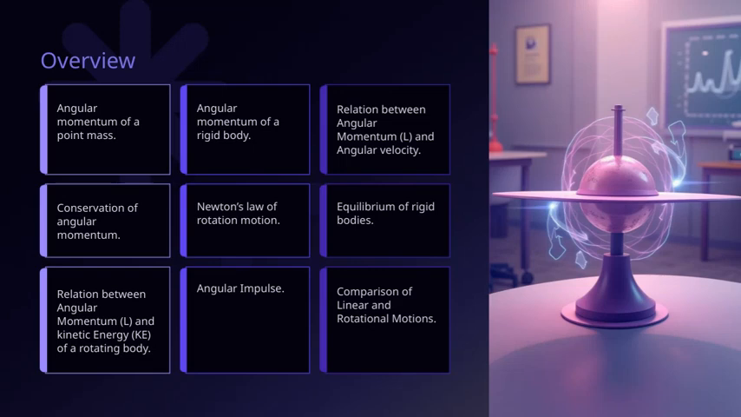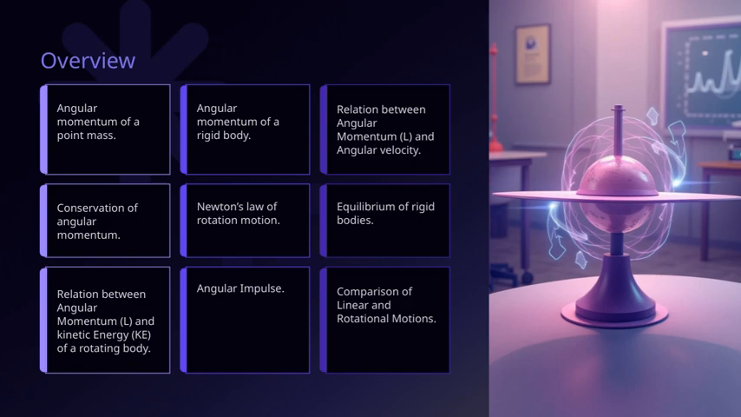Let's take a closer look at the comparison between linear and rotational motions. While linear motion involves objects moving along a straight path, rotational motion deals with objects spinning around an axis. Both are fundamental in understanding how bodies move in different scenarios. Next, we consider the equilibrium of rigid bodies. When a rigid body is in equilibrium, the net force and net torque acting on it are zero, meaning it remains at rest or continues to move uniformly. This concept is crucial for analyzing stable structures and mechanical systems.